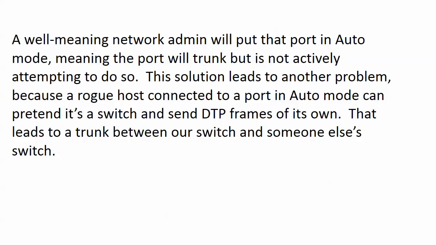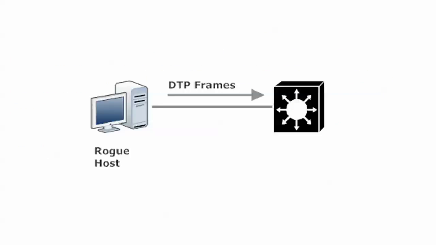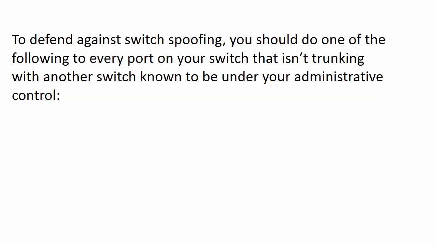Now, a well-meaning network admin might put that port and other ports into auto mode, which means the port will trunk, but it's not actively attempting to do so. This solution, as sometimes happens in life and in networking, leads to another problem, because a rogue host connected to a port in auto mode can pretend it's a switch, and it can generate DTP frames of its own. If that sounds far-fetched, you could go online and find a program to do that in less than a minute. Less than a minute. And this leads to a trunk between our switch and someone else's switch, or someone else's device that is pretending to be a switch. This is a very, very bad situation, because that rogue host could just generate DTP frames, and all of a sudden has a trunk leading into our network.